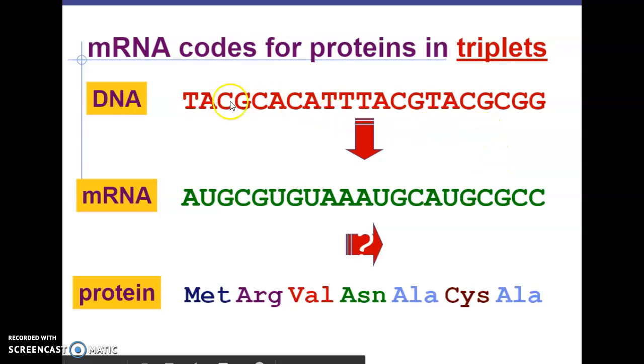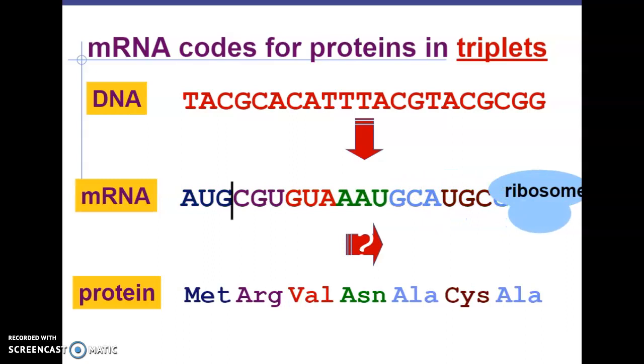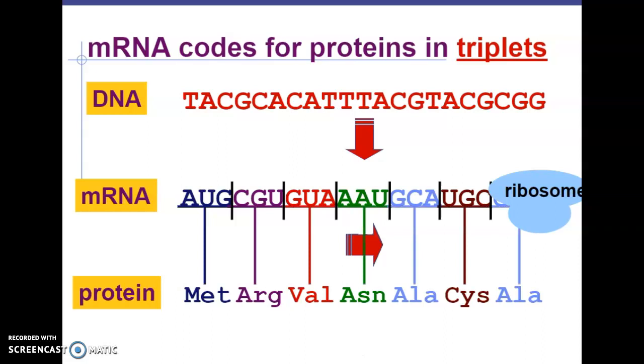So every 3 letters of DNA makes 3 letters of messenger RNA, which then codes for the various amino acids, which are different colors here. So the ribosome comes in, reads the messenger RNA, reading every 3 letters. And those 3 letters will then say what amino acid goes there at that spot. So TAC transcribes to AUG, and that translates into the amino acid methionine. CGU is arginine, and then GUA is valine, and so on.